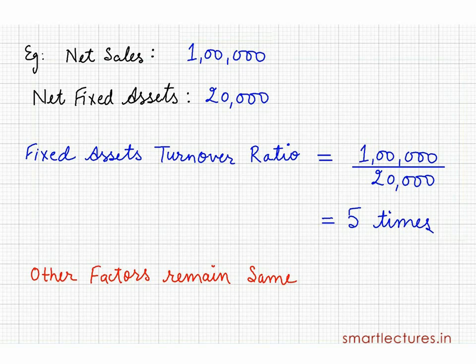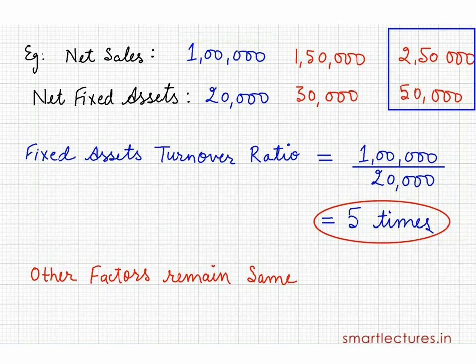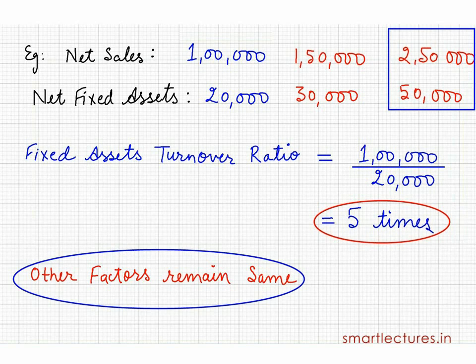At present, your fixed assets are 30,000. If you increase your assets from 30,000 to 50,000, your sales will go from 1,50,000 to 2,50,000 because your fixed assets turnover ratio is 5 times. It means your fixed assets can generate 5 times sales. So at present, your fixed assets are 50,000. You can generate sales of rupees 2,50,000. Be careful, if other factors are the same. If there is no change in other factors.